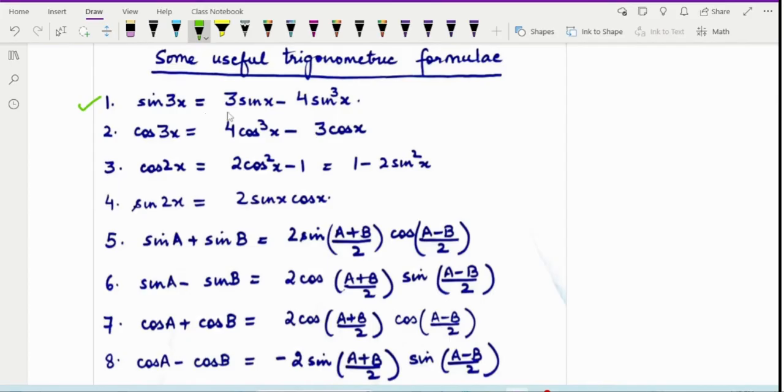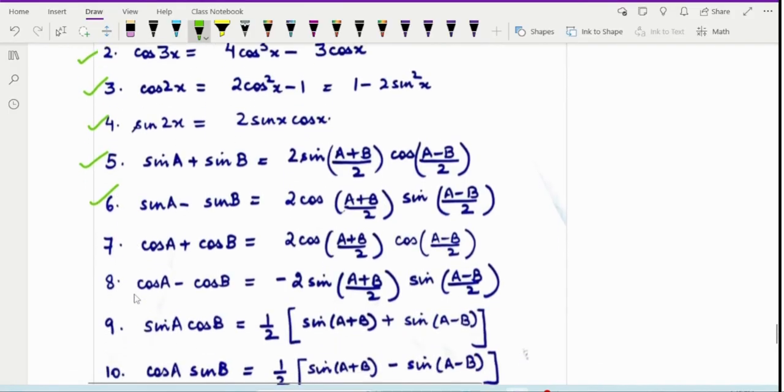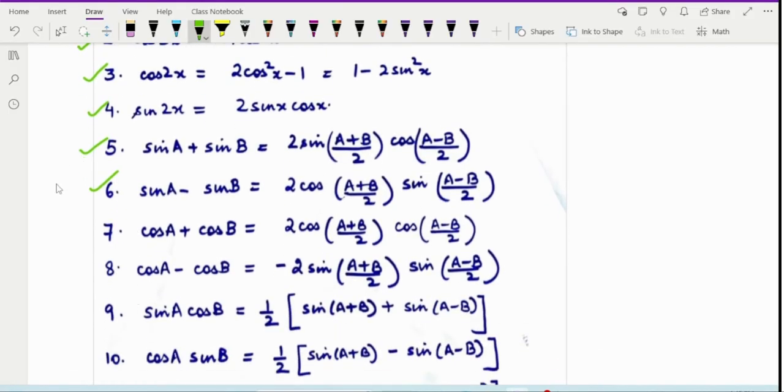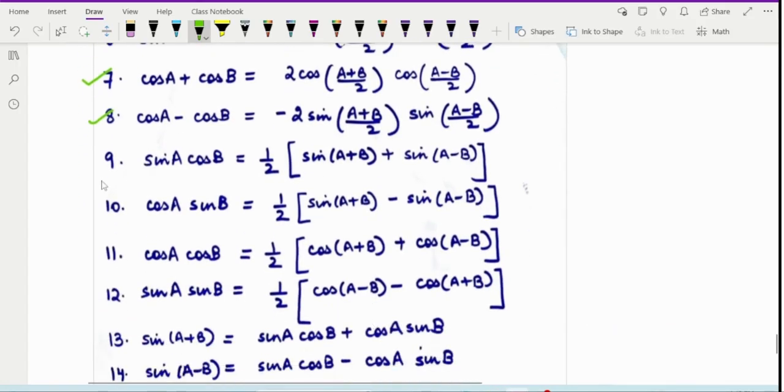So sine 3x is this, cos 3x, then we have double angle formulae, then we have sin a plus sin b, sin a minus sin b. These are routine formulae which you know from your class 11, class 12, whenever trigonometric formulae are introduced. But you need to brush up your formulae so that you do not make any mistake while converting your question into the standard forms. Cos a plus cos b, cos a minus cos b. So these are sum to products. And then you have products to sum also. So I've listed all the useful formulae for you here. At one glance you will have them.